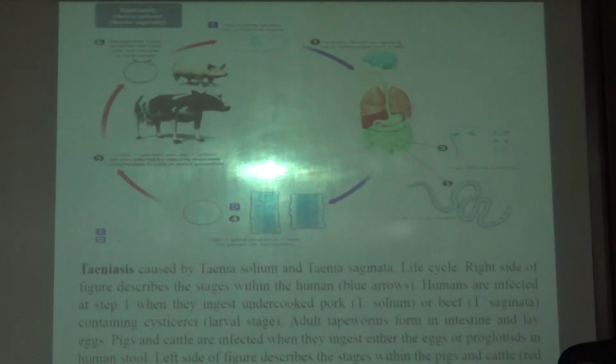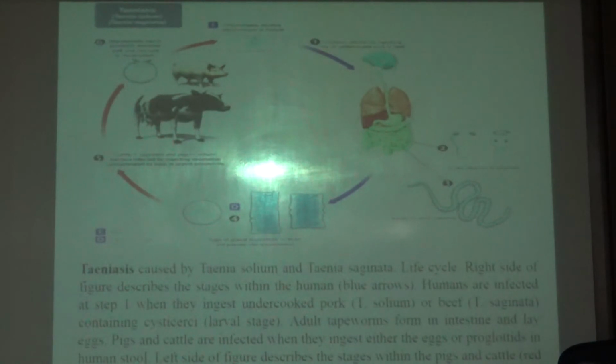So when a person eats this, they eat the muscles, and again this will come inside the body. There is actually a whole long cycle.